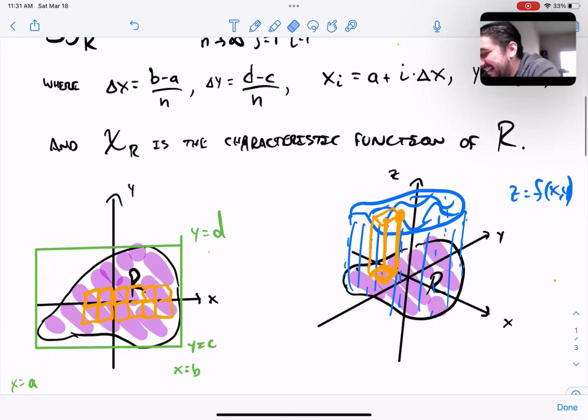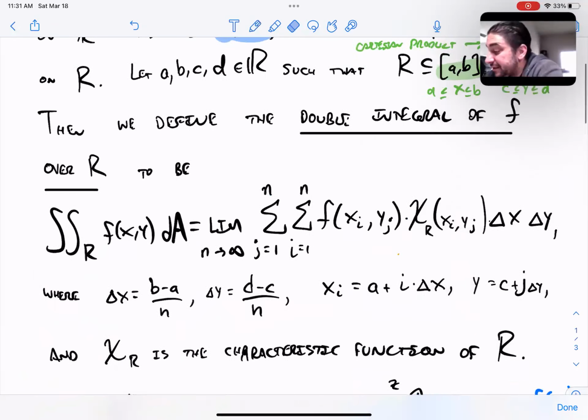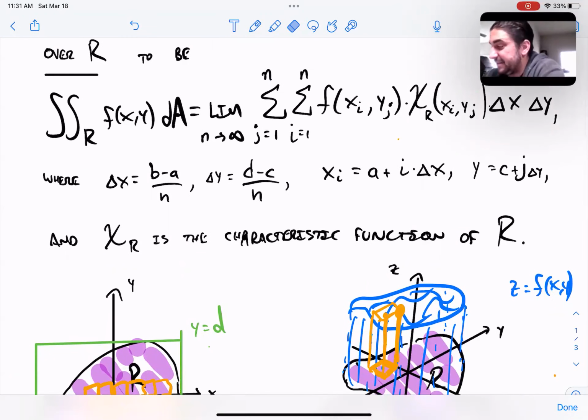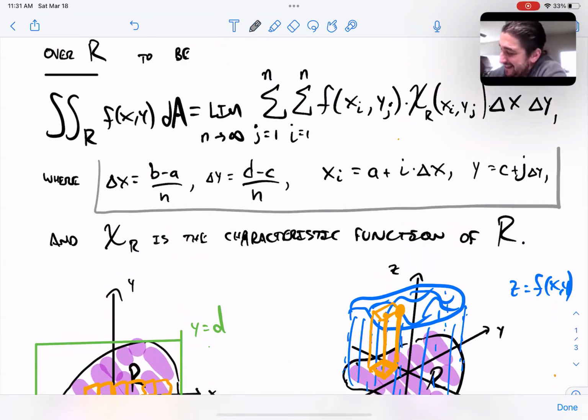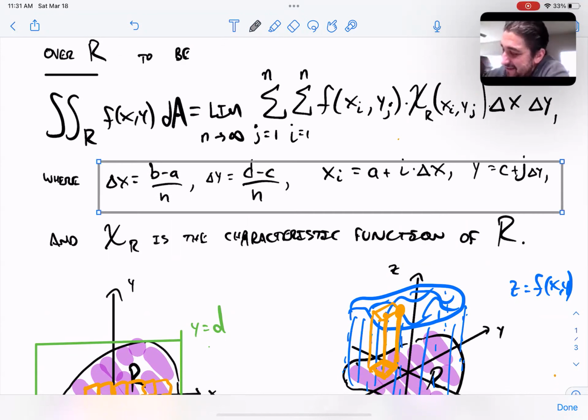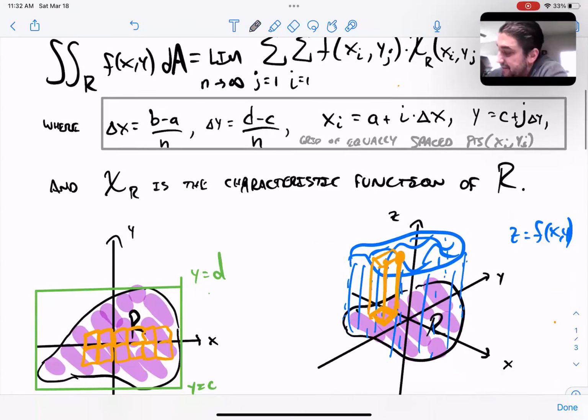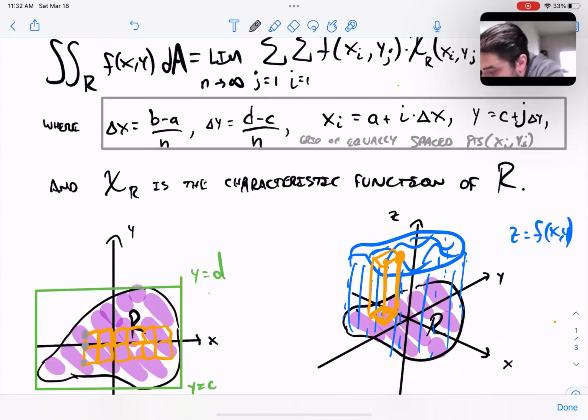So then what we need to do is, in that rectangle, we need to pick points, a grid of equally spaced points. Well, if you look through this mess of notation, that's what this is saying. We wanted to find, this is going to define a grid of equally spaced points xi, yj, and these xi, yj are what define the corners of these boxes, right?